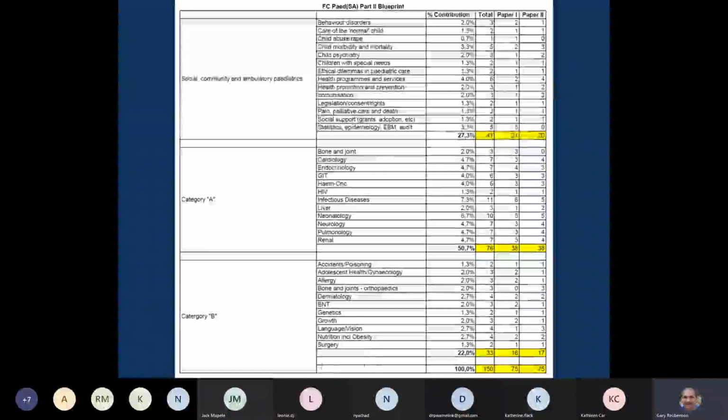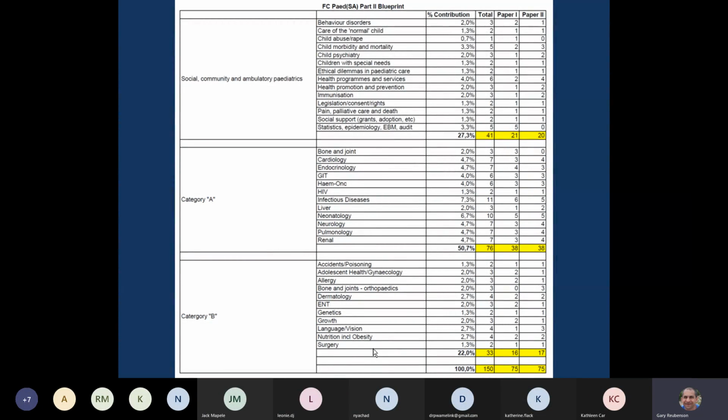Okay, so this just shows you the blueprint. I'm not going to go into it in a large amount of detail, but you can see on the left-hand column there, this is an actual paper and how it's been blueprinted.